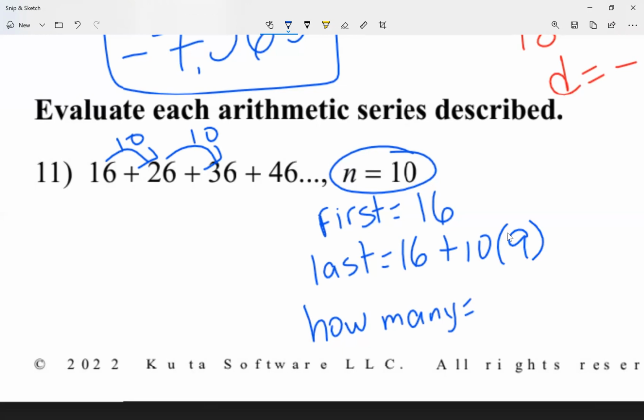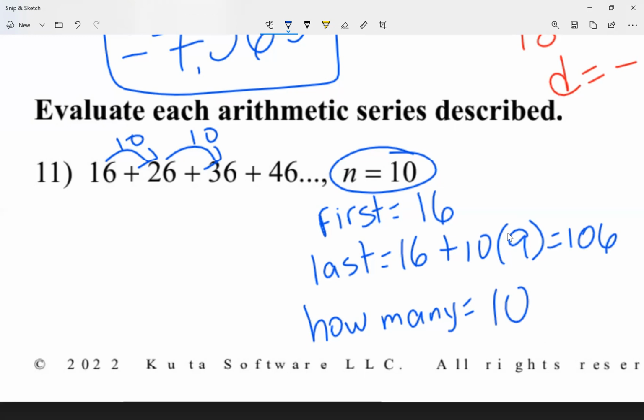Remember how earlier we said n minus 1, right? I want to find out what the 10th number on the list is. So I said 9, right? 10 minus 1. 16 plus 10 times 9. Remember to multiply first. It gives me 106. So my first number on the list is 16. The last number on my list is 106, and I'm adding 10 numbers. That's all I need to do.